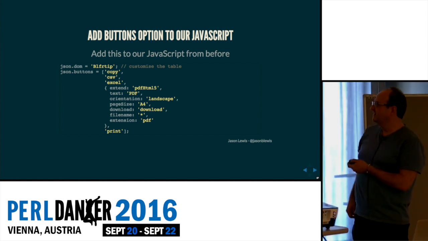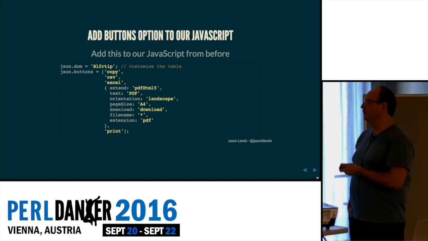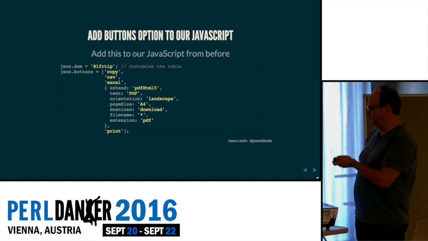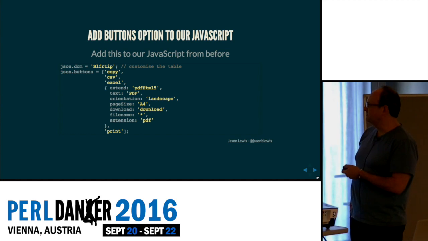The l here means the little control that tells Data Tables how many rows you want visible on your page, for instance. And the buttons part is saying we want a copy button, CSV button, Excel button, PDF button, and a print button. The PDF one has a lot of other options, so that's why it's in that form.